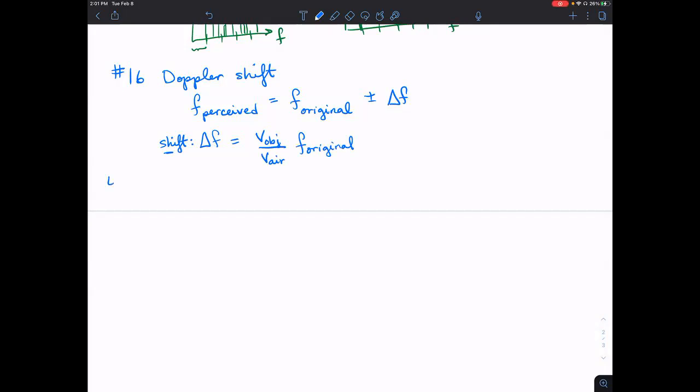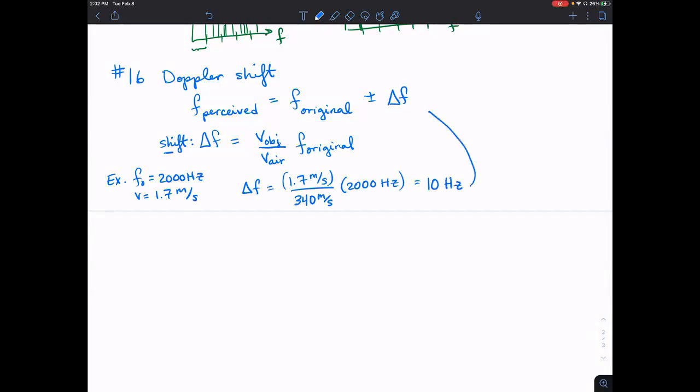So for example, if we had an original frequency of 2000 hertz and something was moving 1.7 meters per second, then the shift would be 1.7 meters per second divided by 340 meters per second, the speed of sound in air, times 2000 hertz. If you multiply that out, I think you get 10 hertz. You would take that shift and say 2000 hertz, because that was given in the problem, plus or minus the shift. So that's plus or minus 10 hertz.